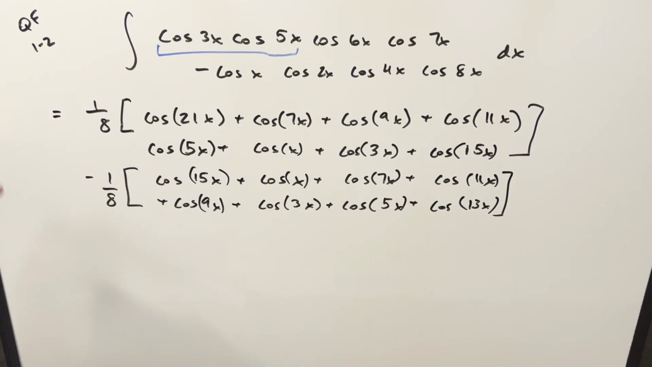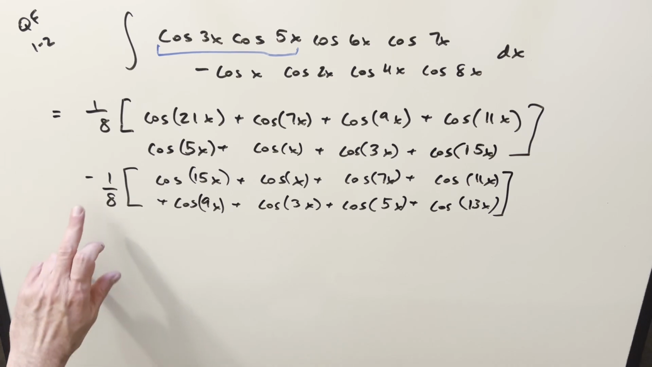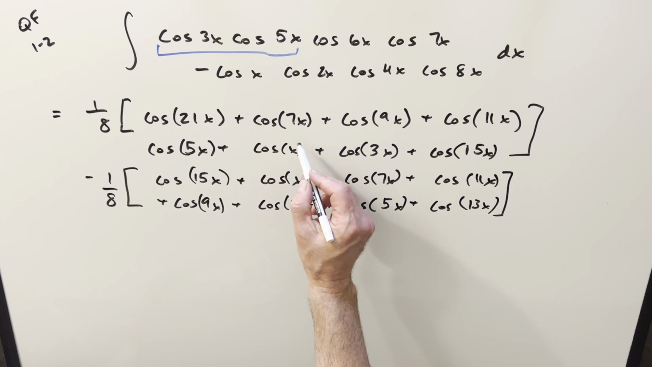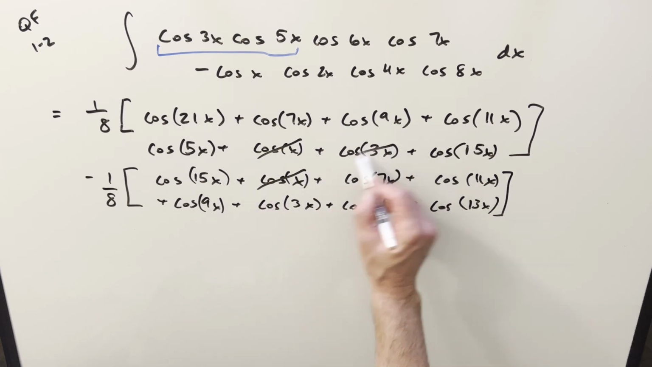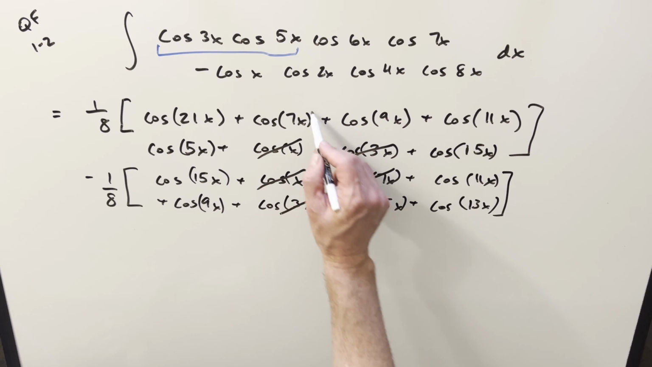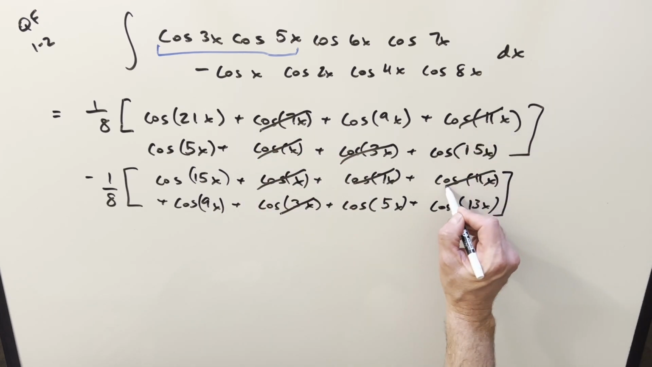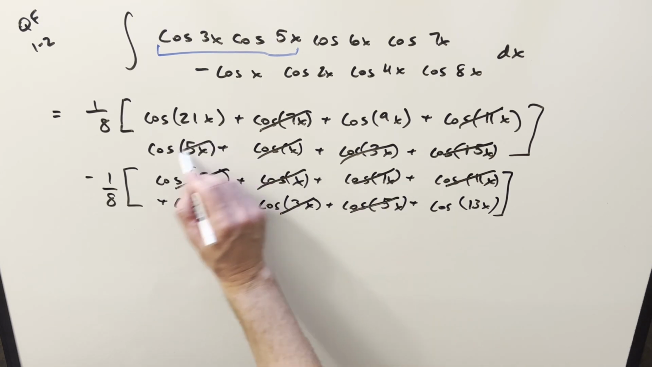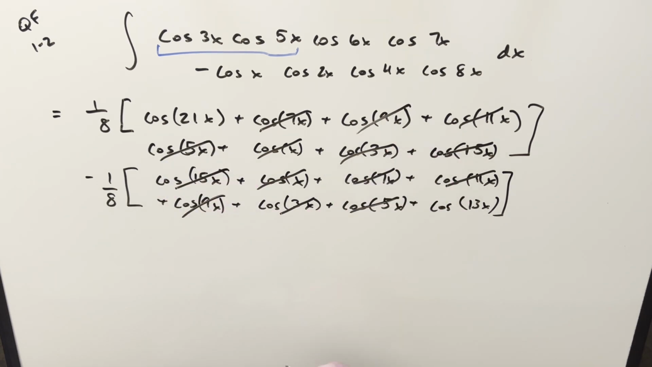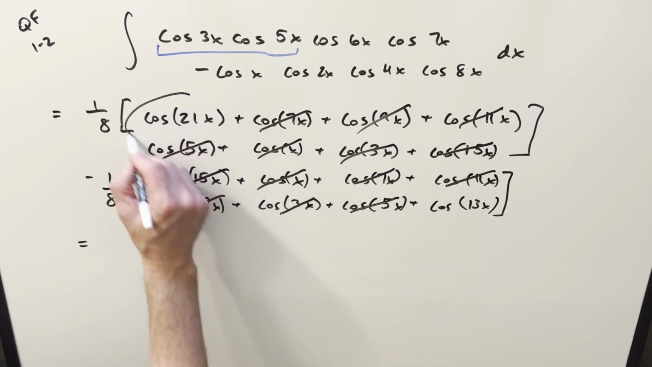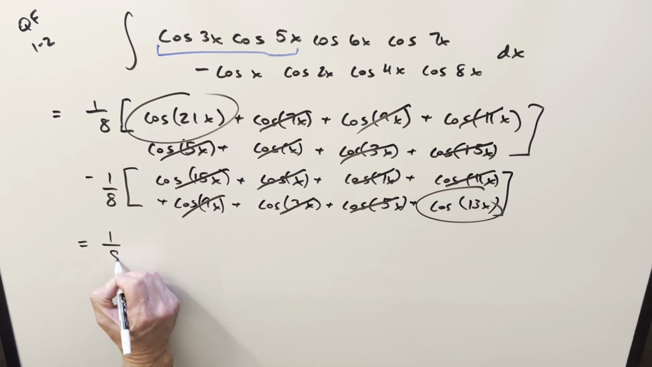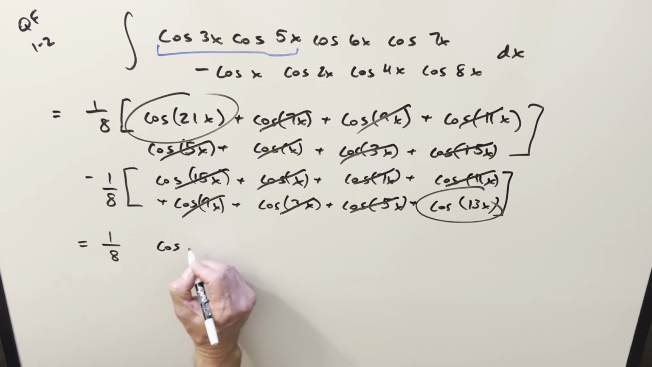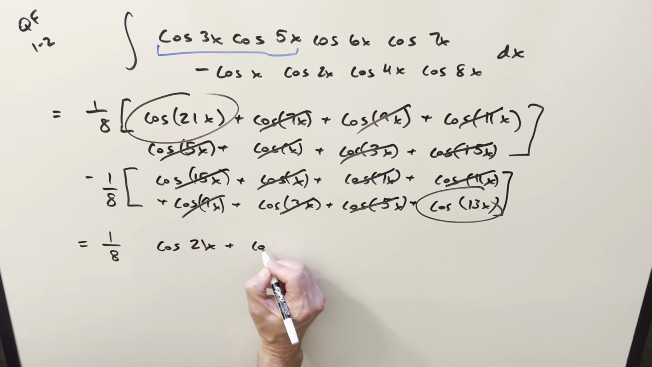We have the 1/8 in common here, so we could actually factor that out of the whole thing. But now, because we've got the minus sign on this one, I can just go and find every common term and cancel it out. Like here we have cosine x and cosine x, cosine 3x, cosine 3x, cosine 7x, cosine 11x, cosine 15x, cosine 5x here, and then cosine 9x. So almost everything cancels, but we're left with this term and this term. Factor 1/8 out, and what we're left with is 1/8 times cosine 21x plus cosine 13x.